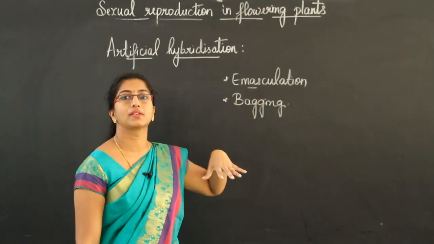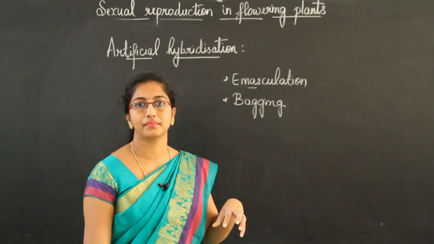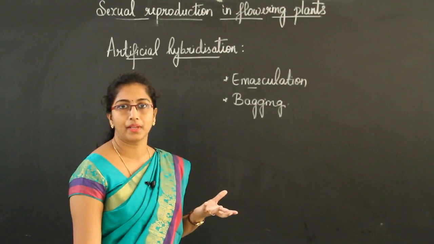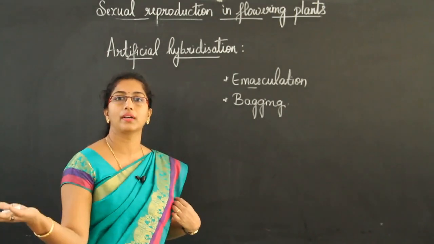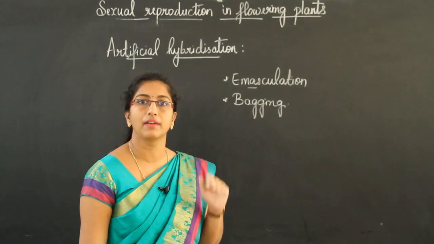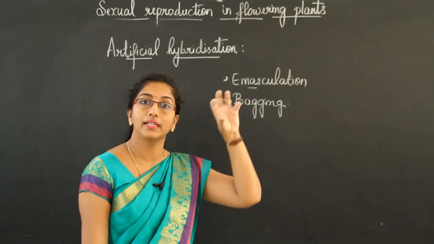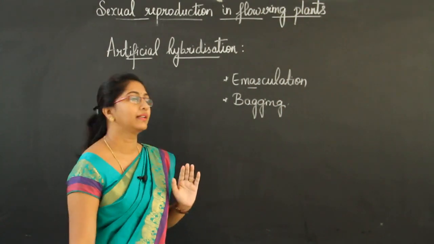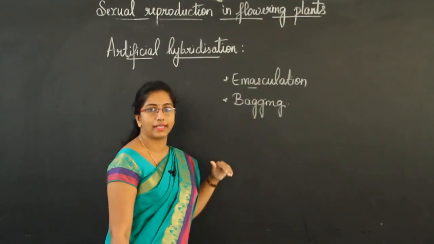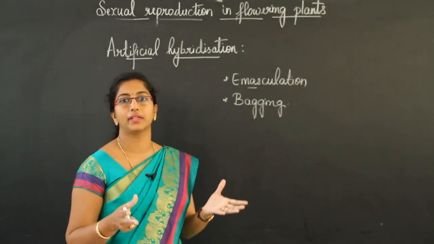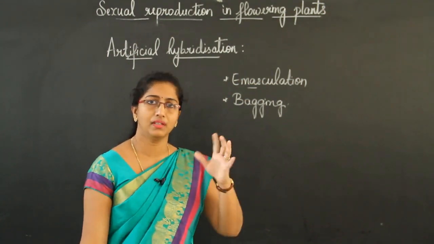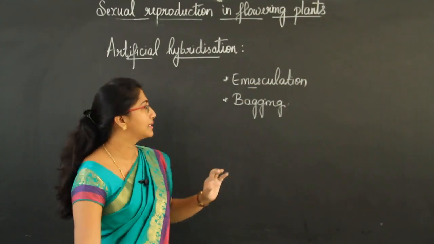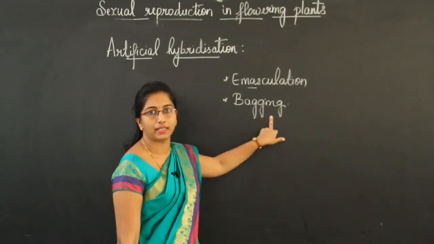Once emasculation is done, the flower has to be covered. For what reason? Because pollens of some unwanted plants may come and fall on the stigma, which we don't want, because we want our desired selected pollens to be dusted over it. So after emasculation, the flower is covered by a bag, usually made of butter paper. This step is called bagging.